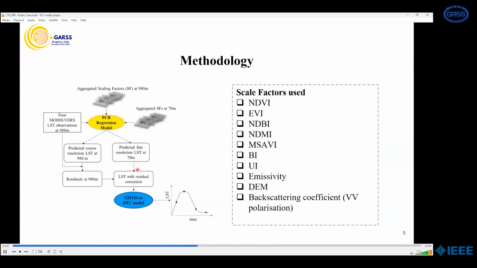at 70 meter. So per day, 4 images were predicted at 70 meter. These 4 images were fitted to derive a diurnal cycle using the GOD-SURA-1 TS DTC model, which is a semi-empirical model, which has few parameters that are calculated using a minimization technique, and the DTC were fitted.